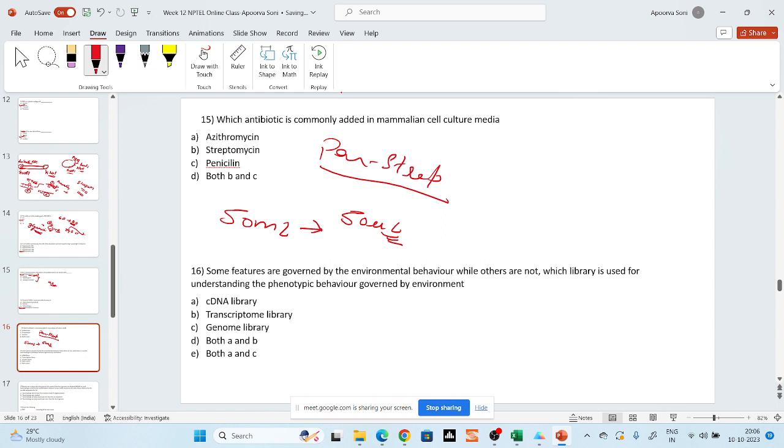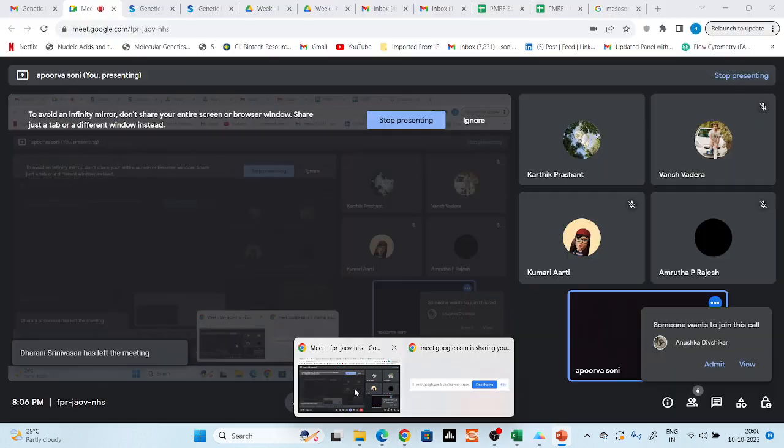Then next question is, some features are governed by the environmental behavior while others are not. Which library is used for understanding the phenotypic behavior governed by environment? cDNA library, transcriptome library, genomic library, both A and B, both A and C. Ma'am, both A and B. Both A and B. Okay, can you tell me the reason why both A and B?